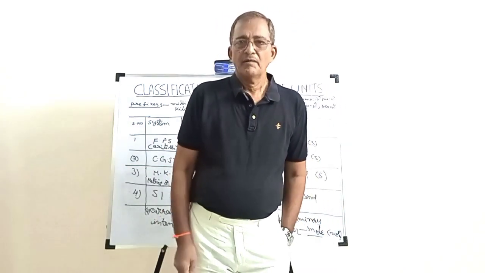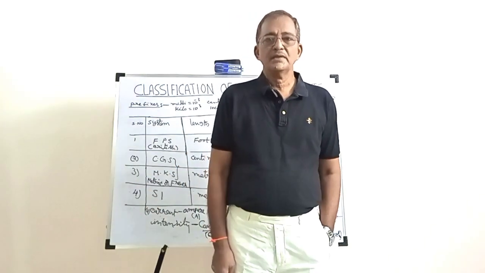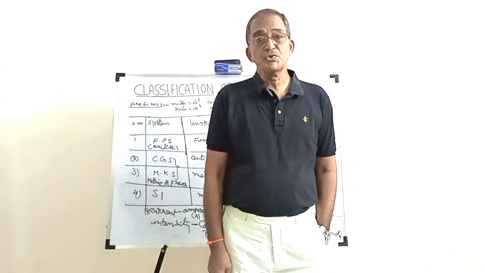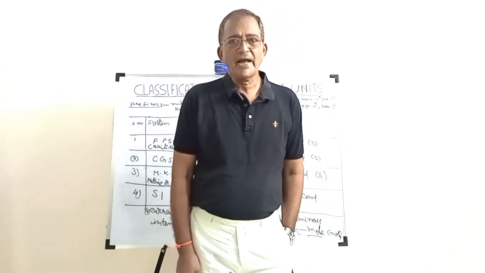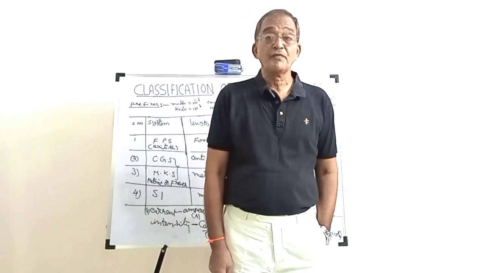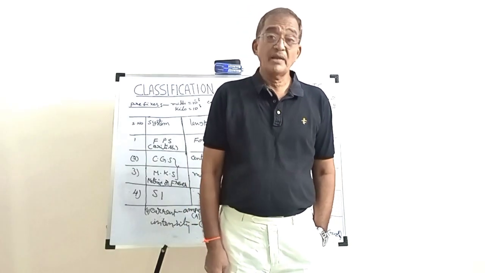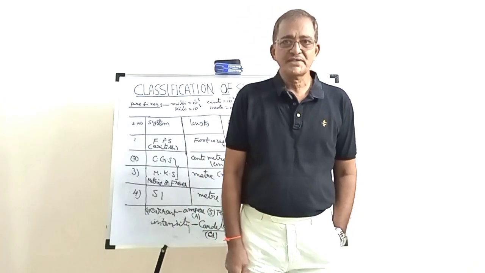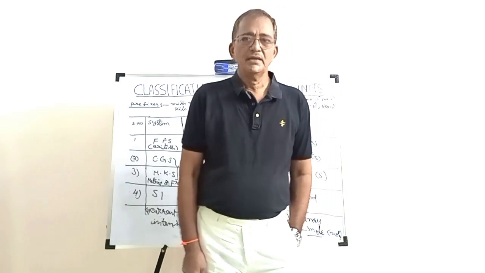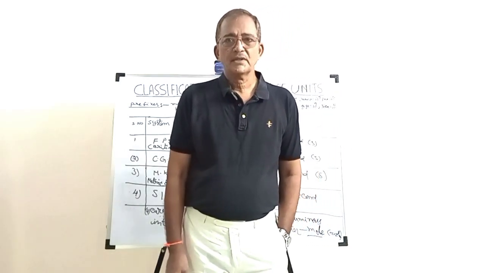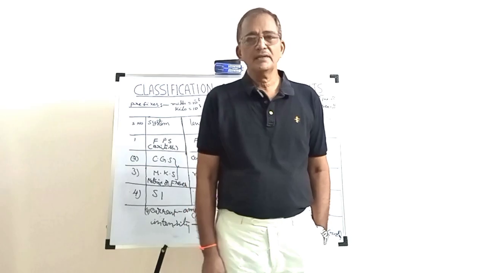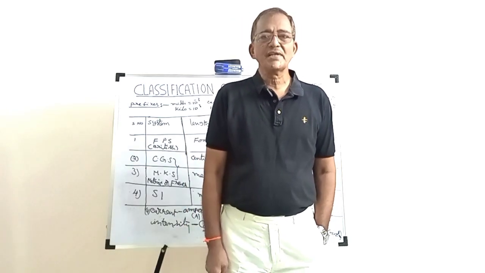And for interplanetary distances, a big unit, light year, is used, which is nearly 9.46 into 10 to the power of 15 meter. And an even bigger unit of length is there, called parsec, which is 3.26 light years.